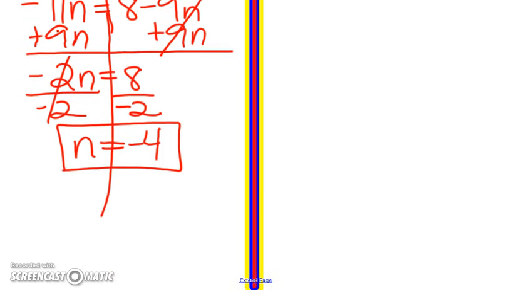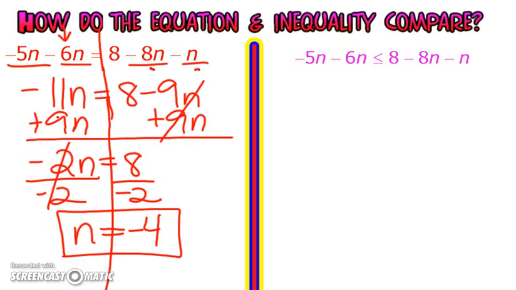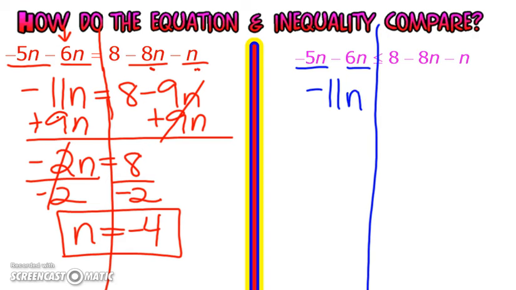If we did the number line, negative 5, negative 4, negative 3, negative 2, negative 1, it's going to be a closed circle on negative 4. So let's go ahead and do our inequality. And you need to make sure you remember this rule that we're fixing to go over. Draw your line. We know that these can combine to negative 11n is less than or equal to, and we know those can combine.